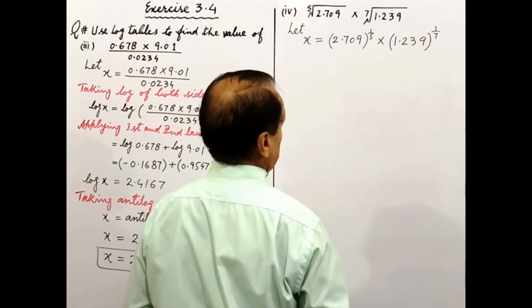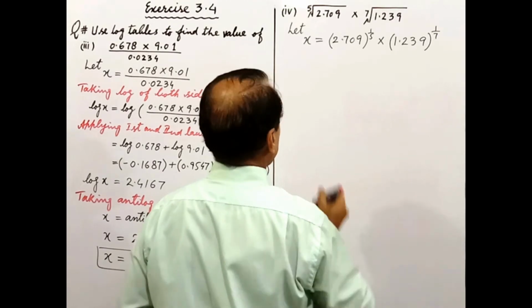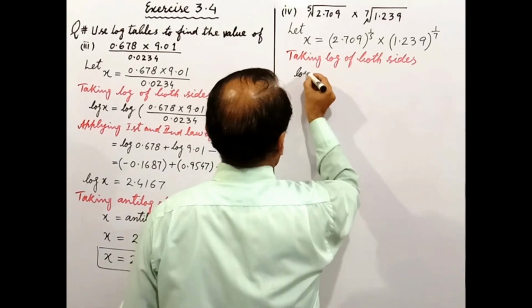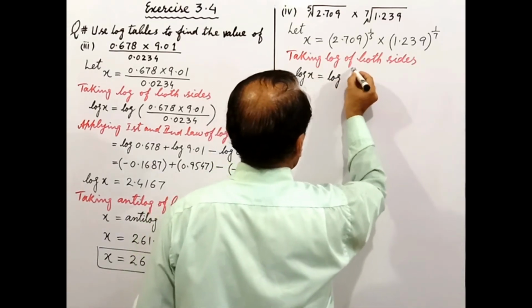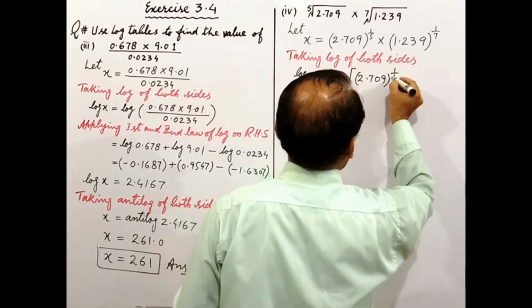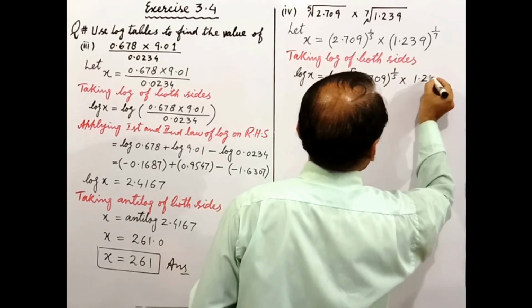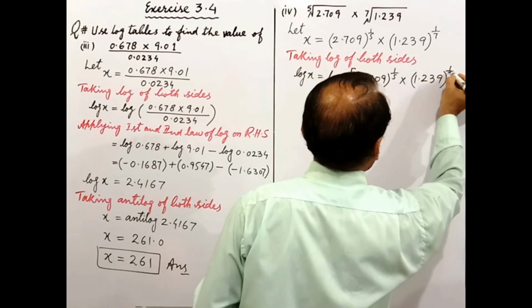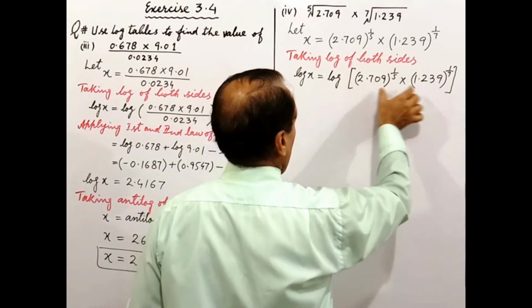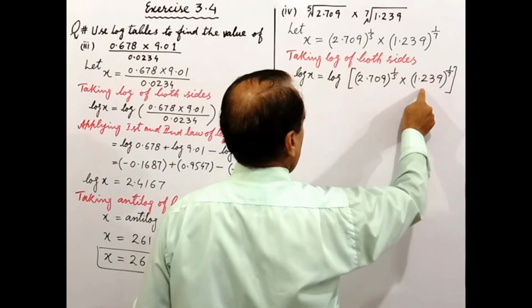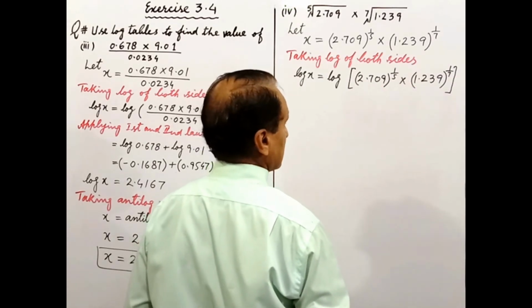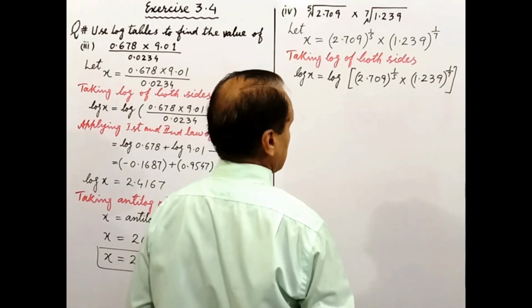And now we do the same steps. We take the log of both sides. We have log x is equal to log 2.709 raised to power 1 over 5 multiply 1.239 whole power 1 over 7. As we observe the right hand side, the values with log are not only in exponential form in both parts but as well as they are in product. It means we apply the law of exponent as well as the law of product, that is the first and third law of log.